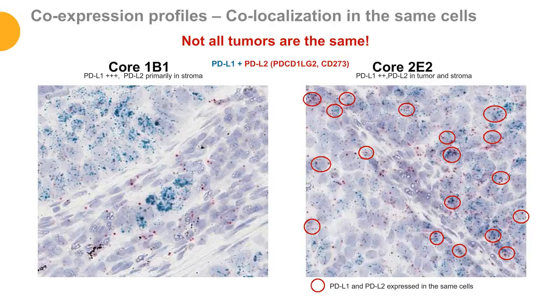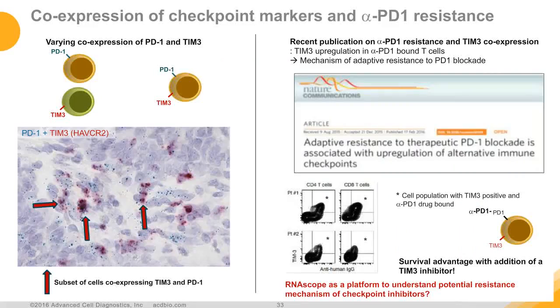Despite cores 1B1 and 2E2 expressing a similar quantity of PDL1 as well as TIM3 and LAG3, the strength of this RNAscope assay can be appreciated. Here we compare co-expression between the two cores, with core 2E2 having a greater number of PDL1 and PDL2 co-expression. Even within the same core, co-expression can be quite heterogeneous.